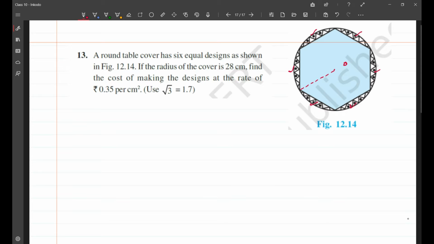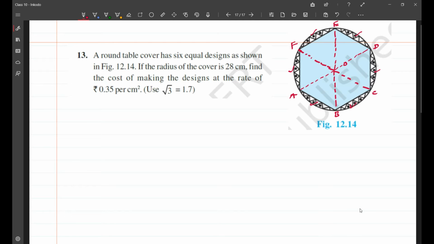Also, I can give a name for this hexagon. There are 6 sides, so we can take it as hexagon A, B, C, D, E and F. Join OB also, OC also, OE and OF.